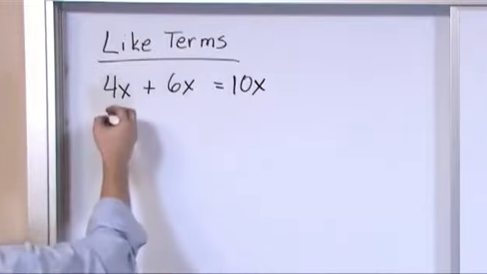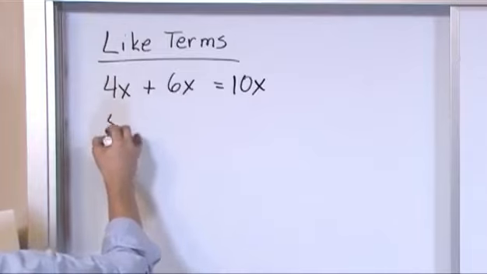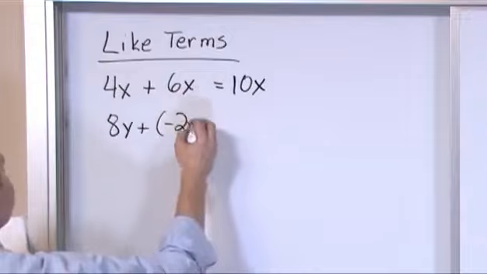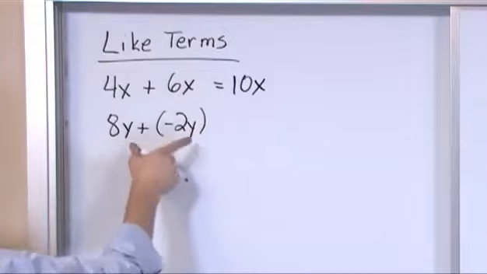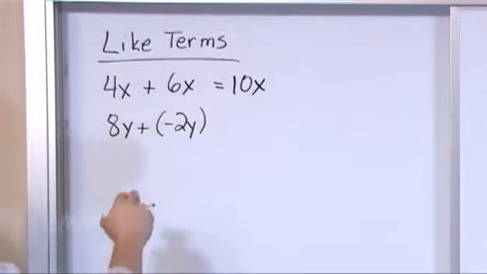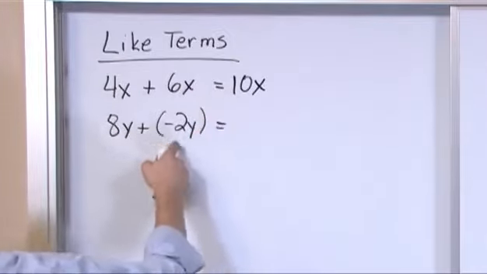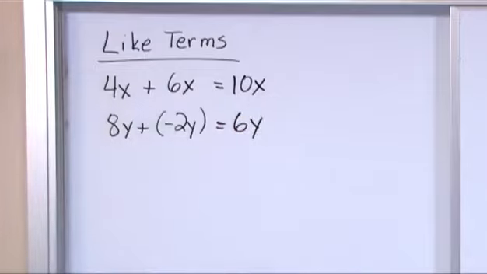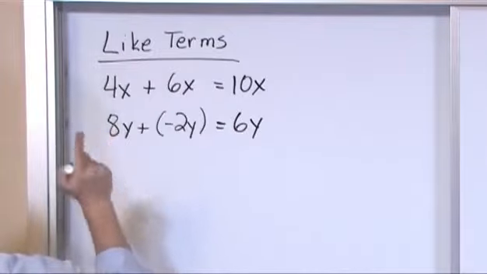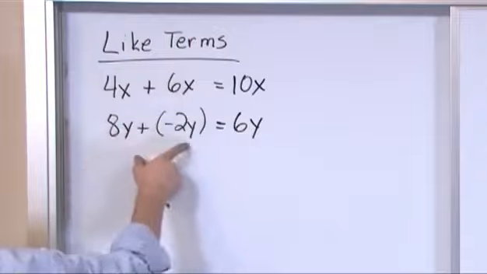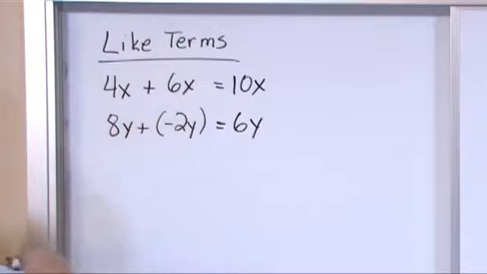Another example would be 8y plus, I'm adding to it, negative 2y. Well, this term and this term both have a y. They look exactly the same, just the number in front is different. So I can add them together. 8 plus negative 2 is 6, but I still have to keep that y along for the ride because we're still talking about whatever it is y represents. So in each case, these are like terms because the x looks the same, and these are like terms because the y's look exactly the same.